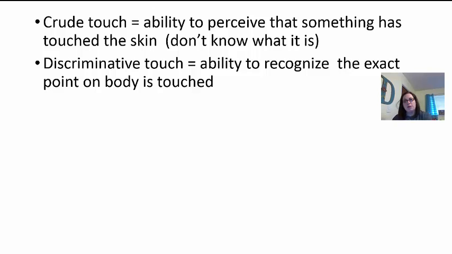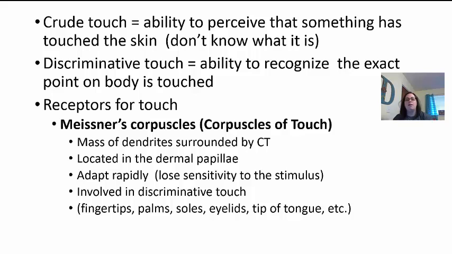So the first receptor we want to look at are the Meissner's corpuscles. The Meissner's corpuscles are the corpuscles of touch. They're a mass of dendrites surrounded by connective tissue, so these are encapsulated. They're located in the dermal papillae, so they're in the dermal layer of your skin. Now these guys adapt very rapidly. They lose their sensitivity to a stimulus very quickly, and this involves a type of discriminative touch.